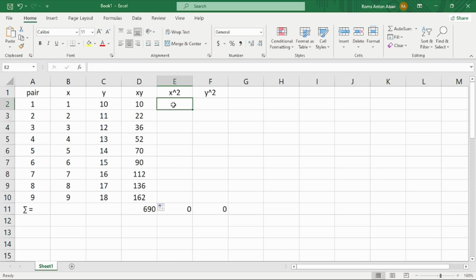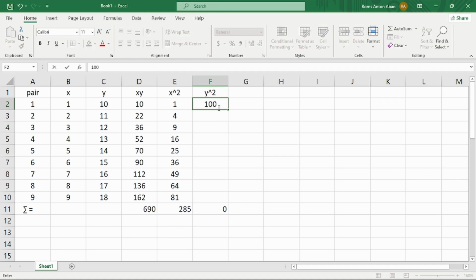Second, we have to get the x squared. To get the x squared, we have to square our x. 1 squared is equal to 1. 2 squared is equal to 4. And now we have to get the y squared. Just like the x squared, we have to square our y. 10 squared is equal to 100.